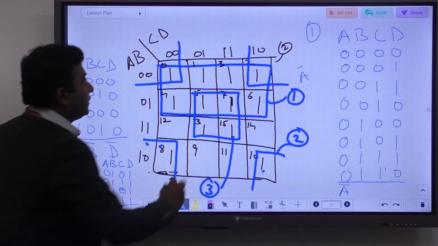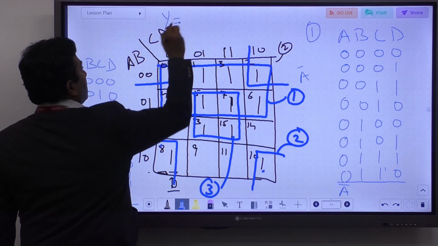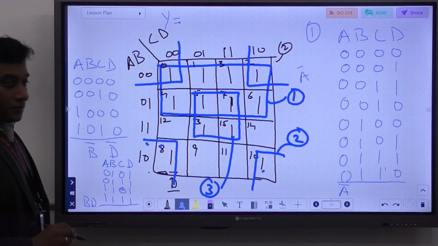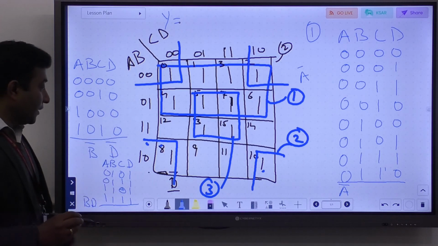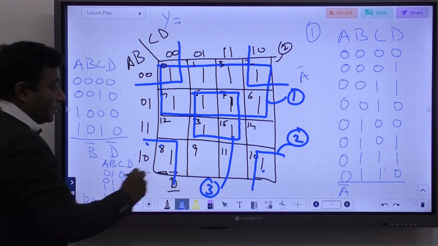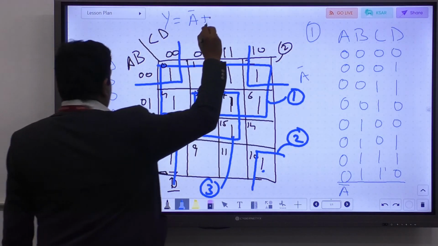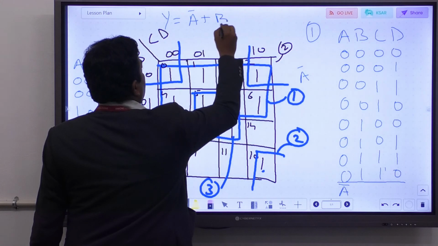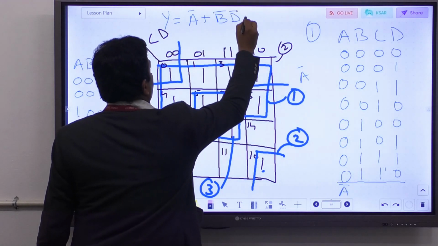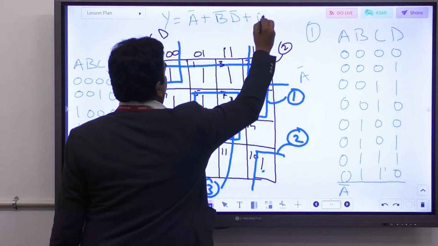So the final output of this configured K-map is A bar plus B bar D bar plus BD.